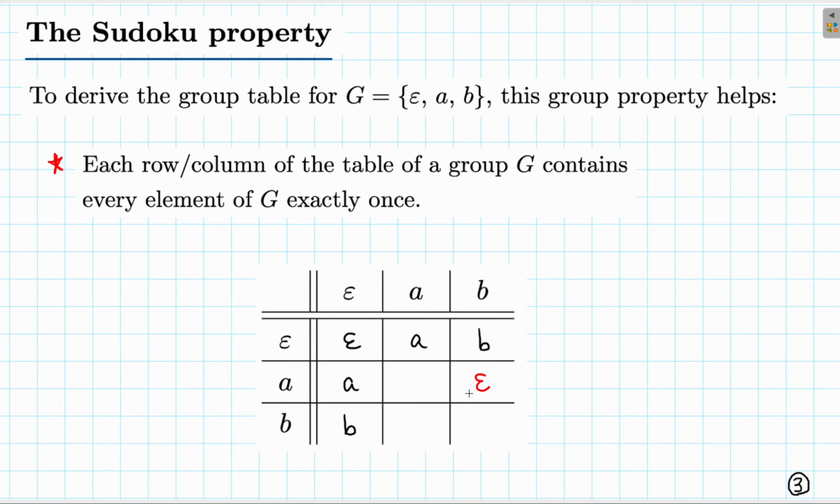And so the Sudoku property, together with the fact that we have an identity element being represented in the first row and column, we use that to come up with this relationship AB equals epsilon. That's what we have right here. A times B equals epsilon. I will point out that this relationship, AB equals epsilon, in a 3-element group can be proved without relying on the Sudoku property as well. And so I'll leave that up to you as a challenge to think about.